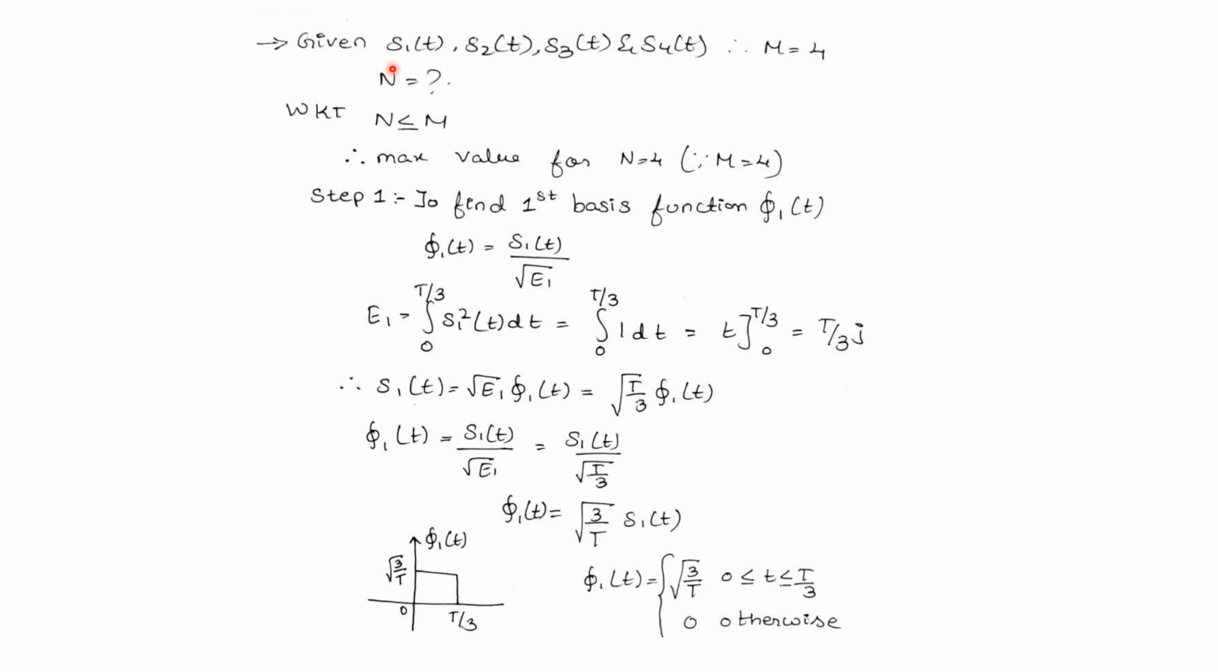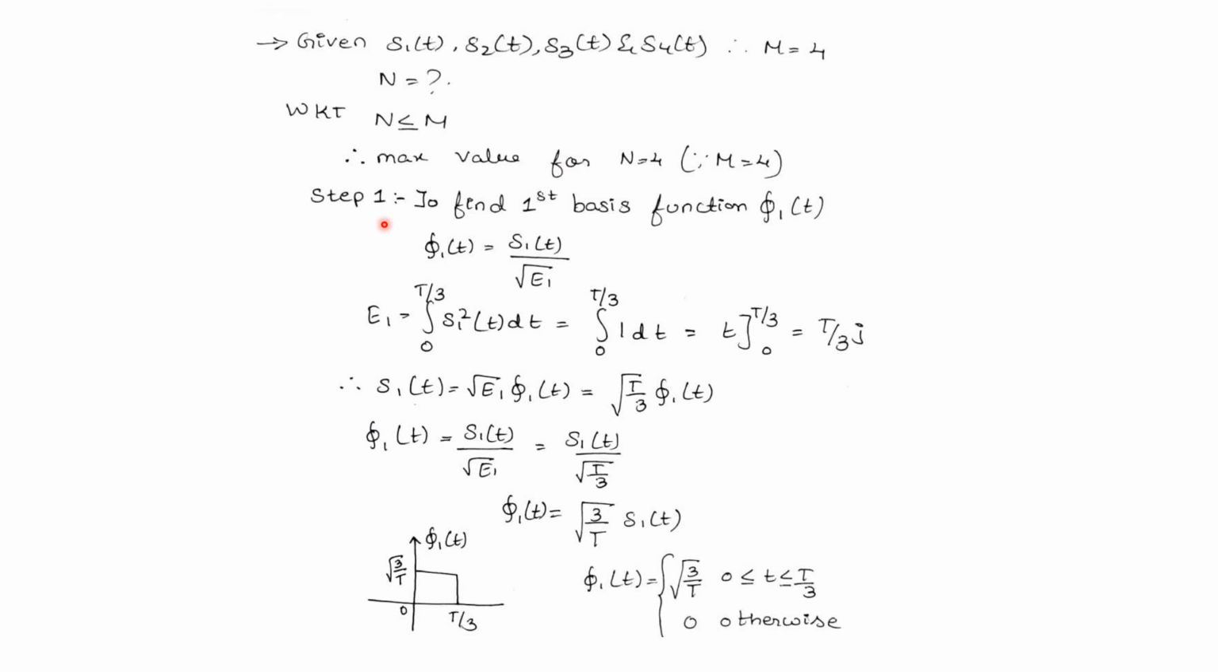As the given signals are S1 of t, S2 of t, S3 of t and S4 of t, the number of signals is 4. I am considering m is equal to 4, and n is not given in the question. We know that n should be less than or equal to m. So I am considering the maximum value for n is equal to 4.